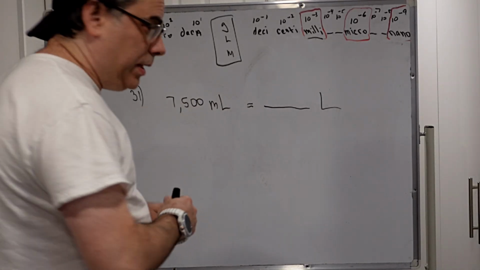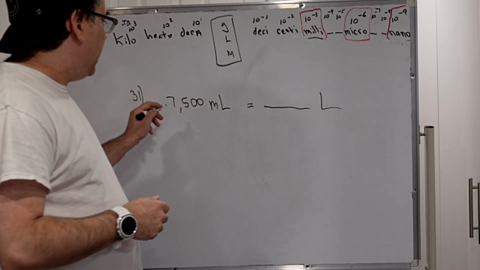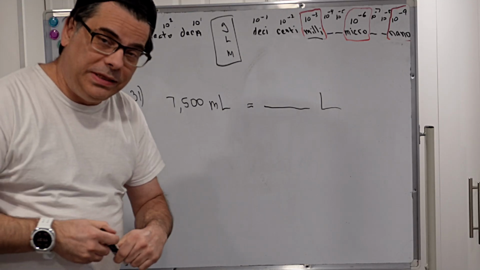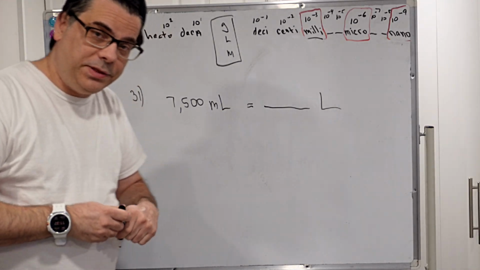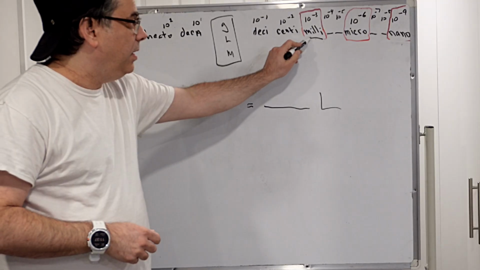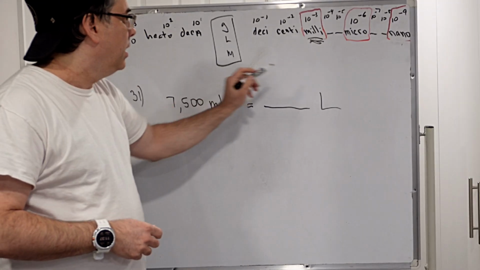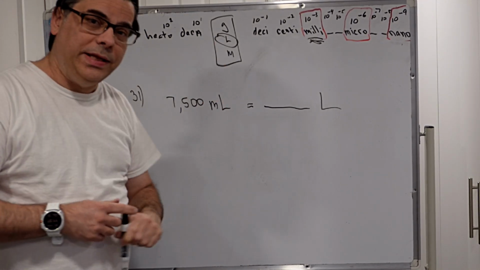All right, we got question number 31. 7,500 milliliters equals how many liters? So let's find milliliters here on the chart. Milli is over here, 10 to the negative 3. Liter is over here, that's your base unit.